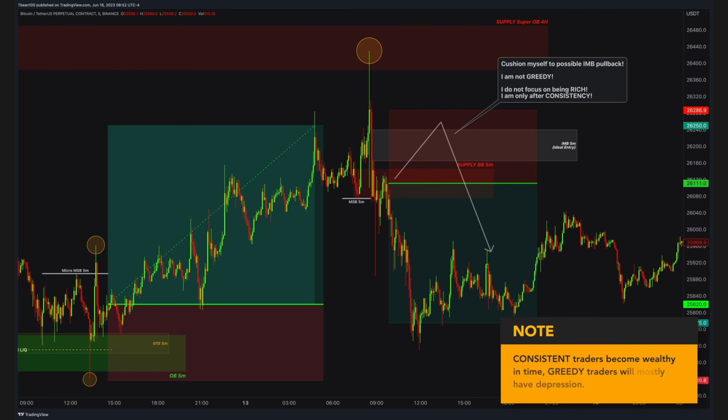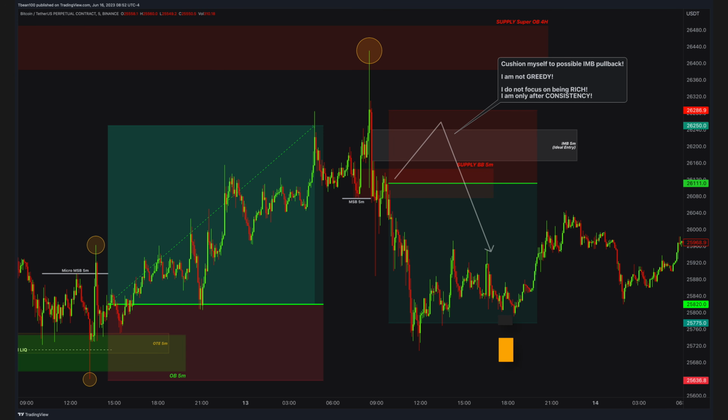What if the price pulls back later on to this mega imbalance here? I am not a greedy guy. Greed is the curse of traders. Your aim should be consistency, because consistent traders eventually reach certain incomes in their life.